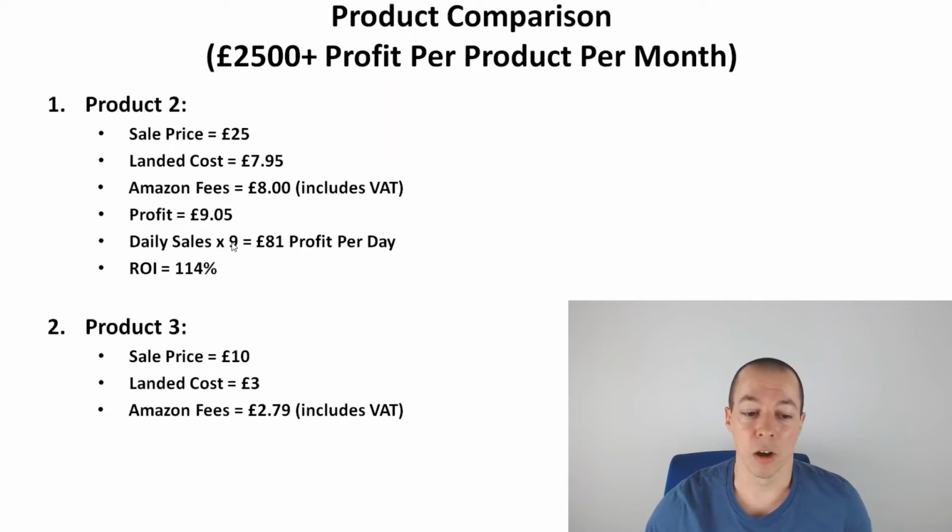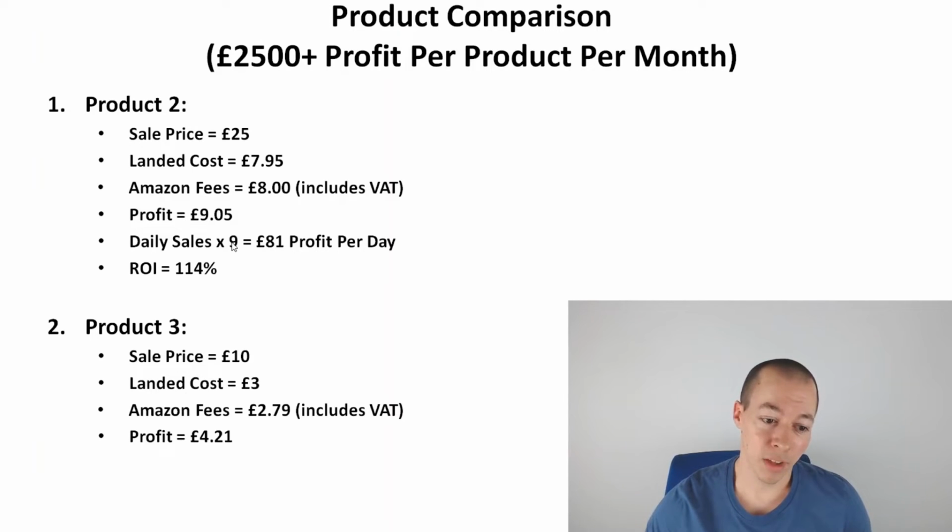And the Amazon fees are only £2.79, because my product is actually in a category that's only got a 7.5% fee rather than the 15% you see a lot of. So my total profit is £4.21.